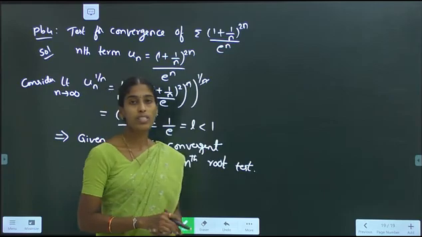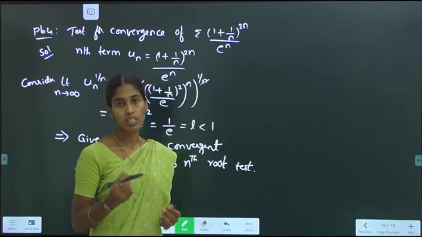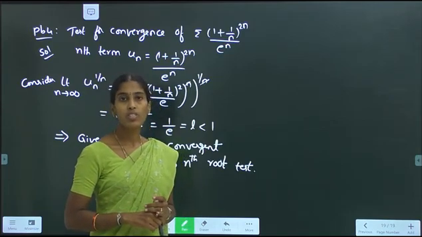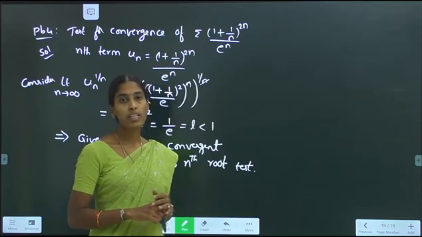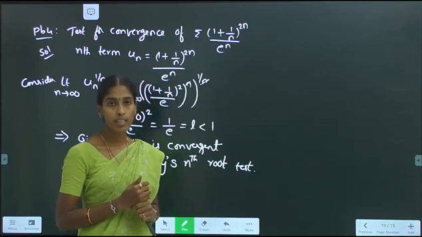Right, with this Cauchy's nth root test also completed, one more test is there on positive series, which is the integral test. After completing that, then we are moving to the alternating series.